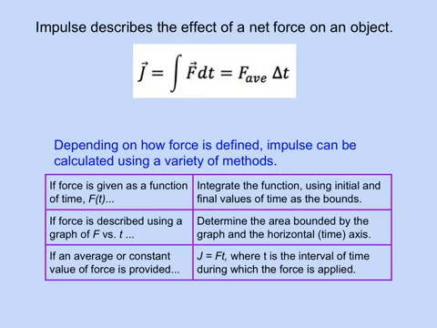This is a slide that you might want to just stop and read through a little bit. But just like we had three different ways of dealing with work, we have three different ways of dealing with impulse. If you have a function, then you'll end up integrating to find values of impulse. If you have a graph, then you're going to be looking at area. And if you're just looking for a constant value or an average value, then it drops back to the simple form of impulse equals force times time.